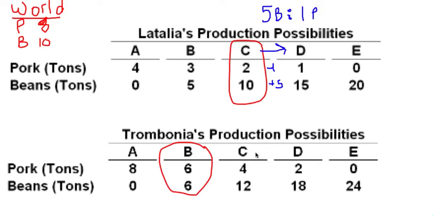So then when we look at Trombonia, here we say we go from C to D, we see that we lose 2 pork and we're going to gain 6 beans. So here, for every 6 beans, we have to give up 2 pork. Remember, we want to get down to that common denominator, so for every 1 pork. So 2 divided by 6 just gives us 1/3. So really, we can say for every 3 beans, we have to give up 1 pork.